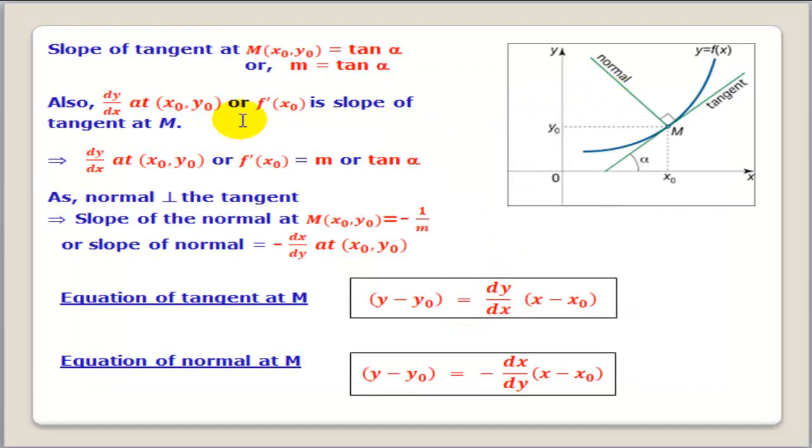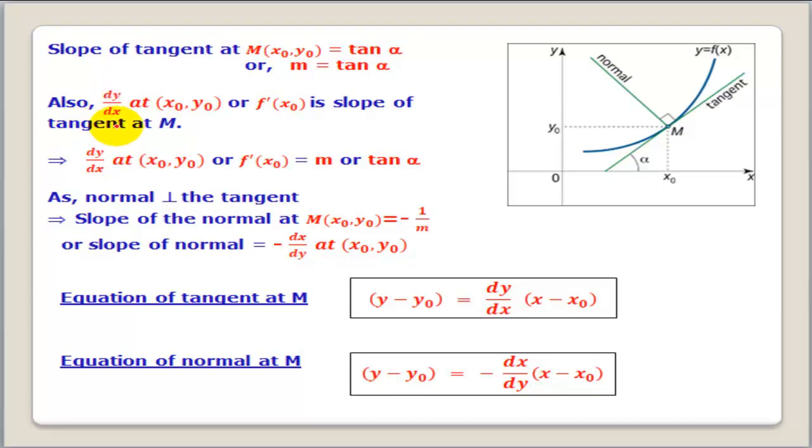Now see, look at this figure. We have a curve y is equal to f(x) on which we have drawn a tangent at the point M and a normal to the curve. Now talking about the slope of this tangent, you can see it is inclined at an angle alpha with the x-axis. The coordinates of the point M are x0, y0. So looking at this diagram, the slope happens to be tan alpha. We can use the notation small m for it. So slope of the tangent, small m, is equal to tan alpha.